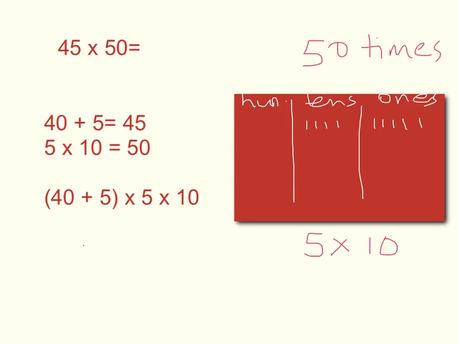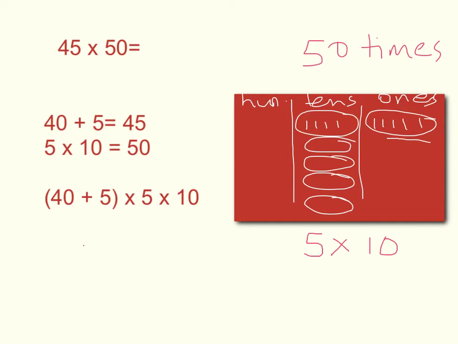So how would that look? This means that we need 5 groups of our 4 tens, which is 1 group, 2 groups, 3 groups, 4 groups, and 5 groups. And we need 5 groups of our 5 ones. That's 1 group, 2, 3, 4, 5 groups. Now we've multiplied the tens times 5 using the distributive property, and we've multiplied the ones times 5 using the distributive property. Now we have the times 10. But before we do the times 10, let's look and see what we have now.